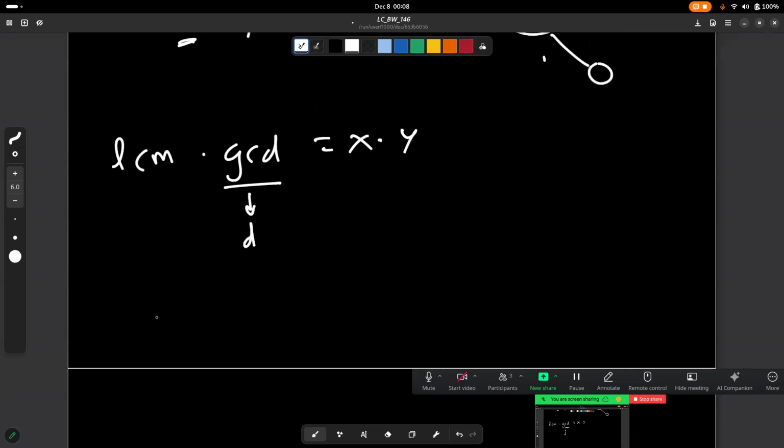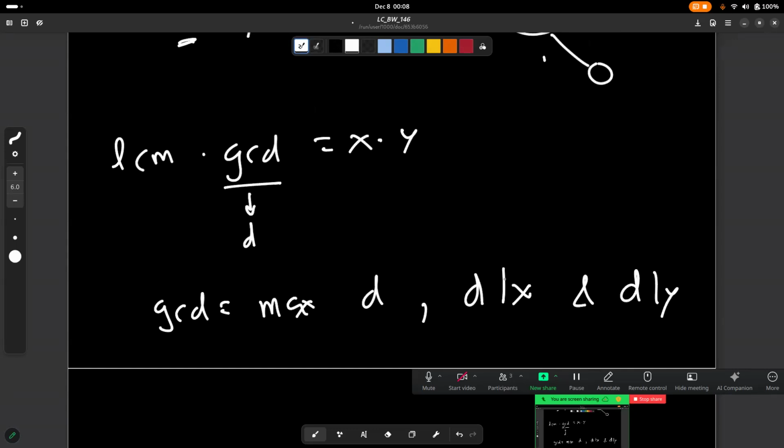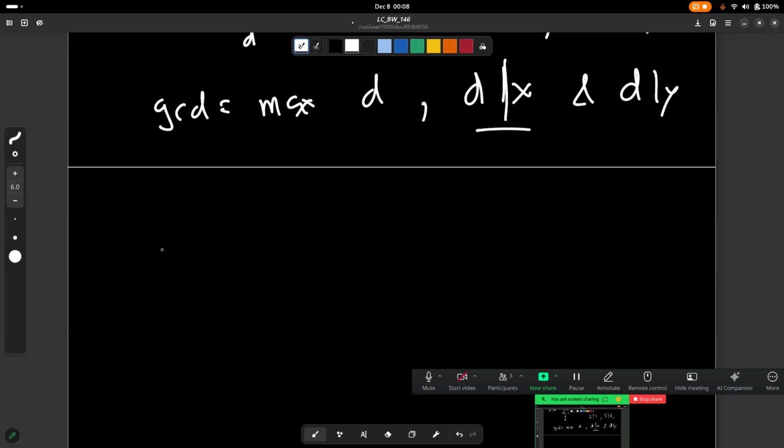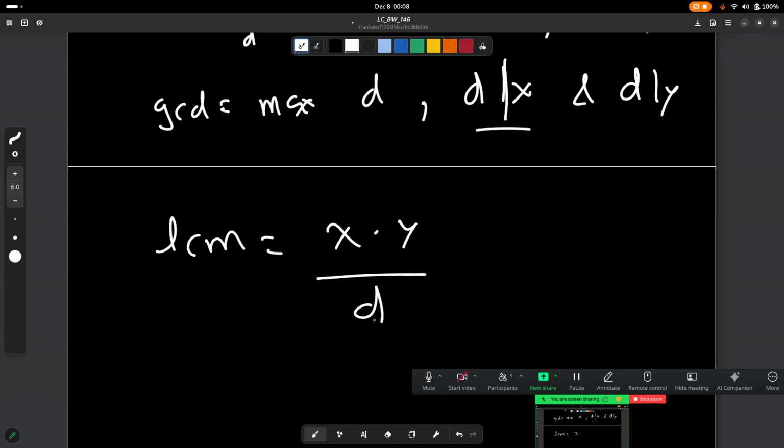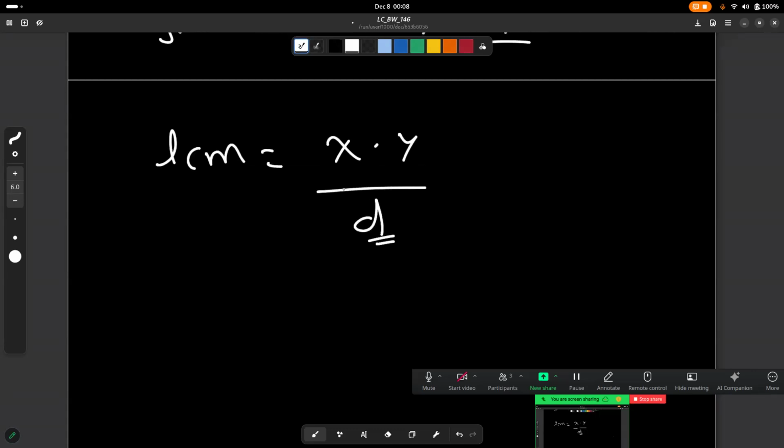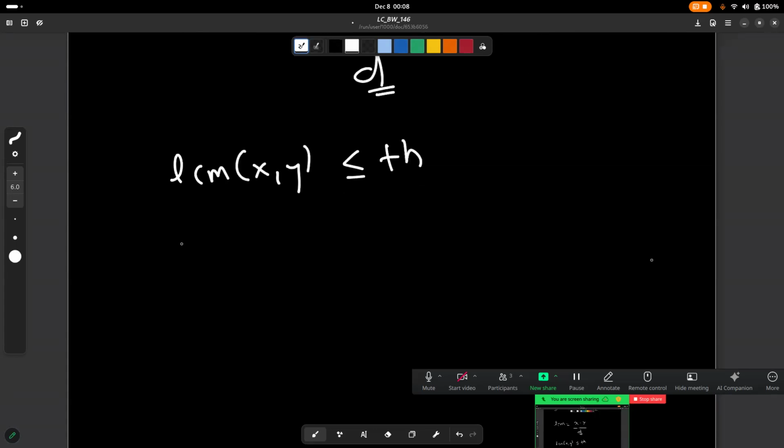So basically the GCD is the max divisor D such that D divides X and D divides Y, where this symbol means, like, 2 divides 4, 3 divides 6, and so on. This is what this symbol means. So GCD is the max value of this thing. What you can say is that this LCM is X times Y divided by D, where D is the maximum divisor of X and Y. So our LCM of X and Y less than or equal to threshold updates to X times Y divided by D less than or equal to threshold.